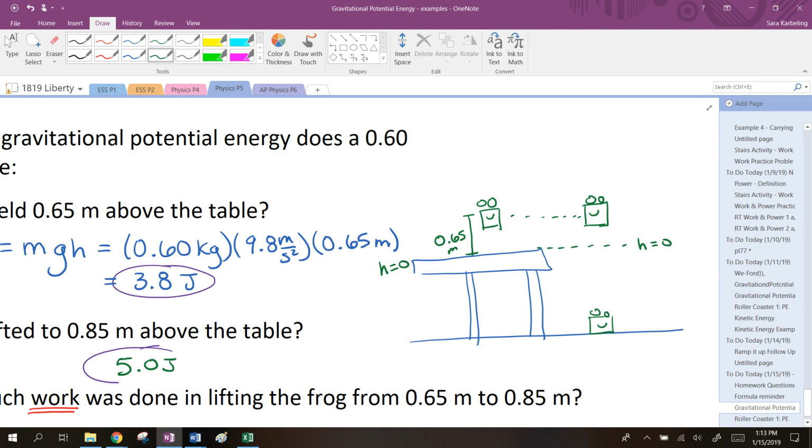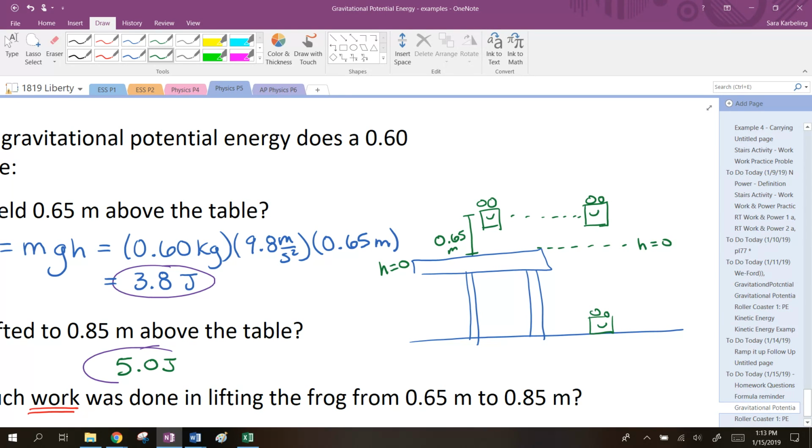Any idea? What'd you say? Negative. It's negative. It means that underneath my h equals 0 is going to have a negative potential energy. That's weird. We don't usually think about them as being negative, but absolutely, you can have a negative potential energy if your object is below wherever you set your h equals 0.